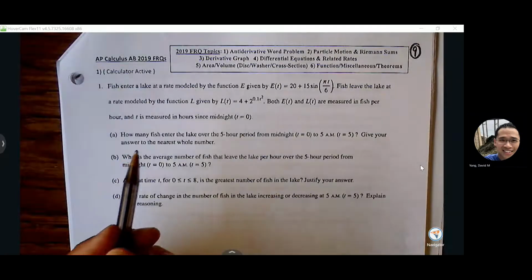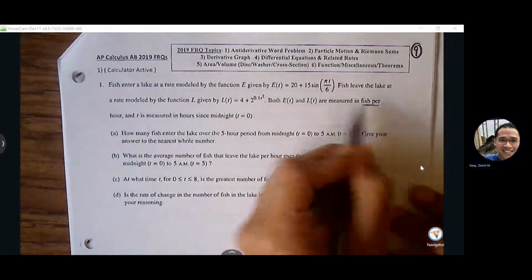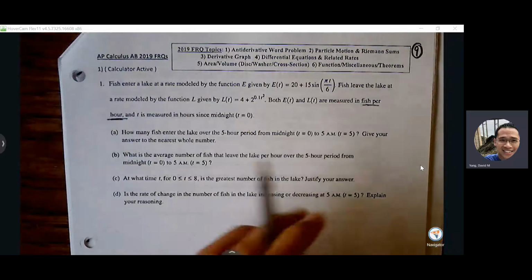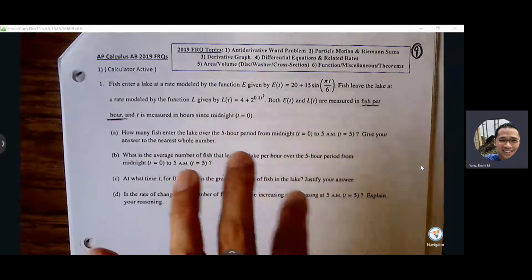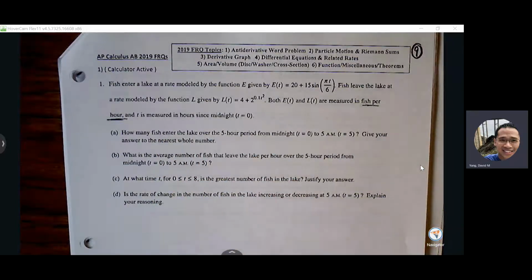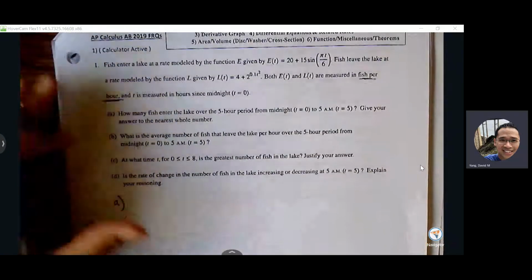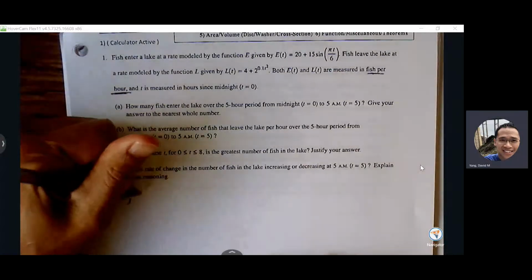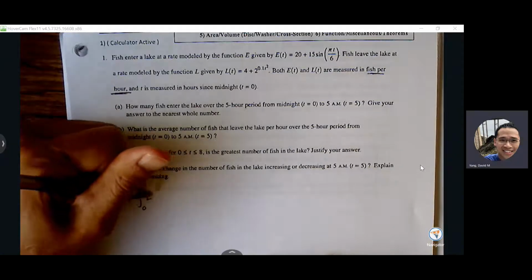So we know that E of t is fish per hour. So if I want to find the total number of fish in that 5-hour period, I would have to convert this fish per hour to be in terms of fish. So I have to take the antiderivative, right? We can accumulate the rate over a 5-hour period, and then we can find the accumulation of those fish per hour coming in to the lake. So we can simply rely on the definite integral from 0 to 5 of E of t dt.